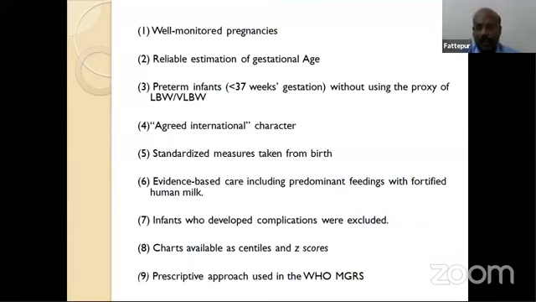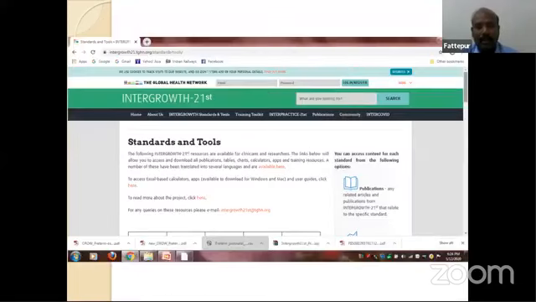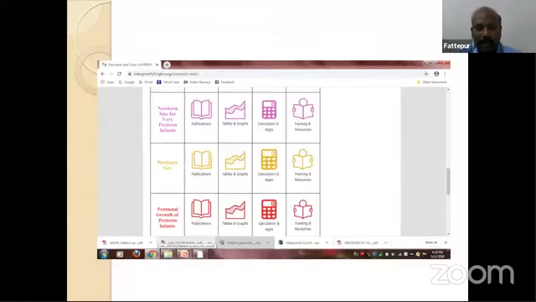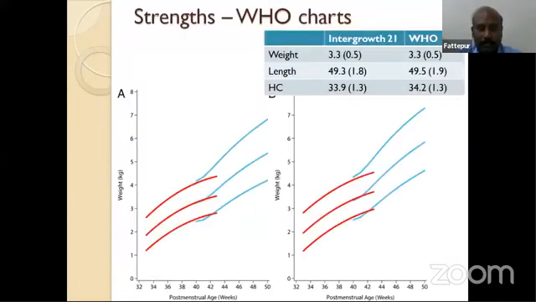Here, evidence-based care, including predominant human milk, was given. Infants who developed complications were excluded. Charts are available in both centiles and Z score, because nowadays they think Z score is much better than centiles. And as I already told you, it's a prescriptive approach, using the WHO approach. There are many apps already available on the website. If you type Intergrowth 21st, you will get the apps.